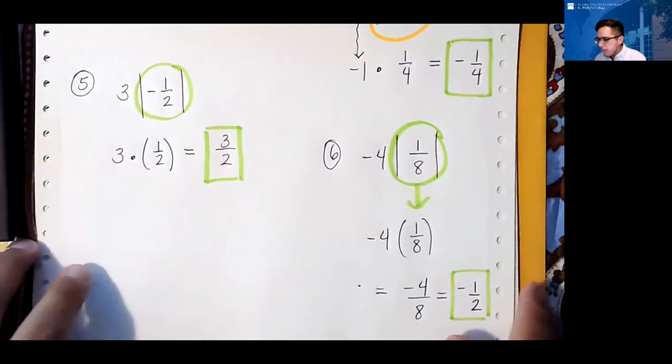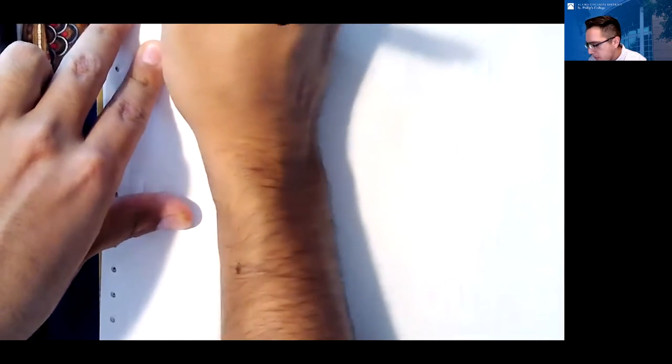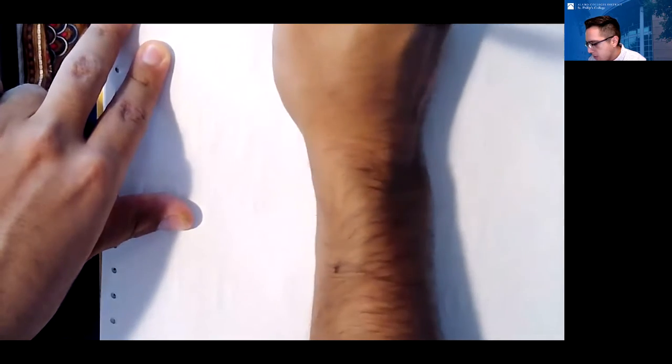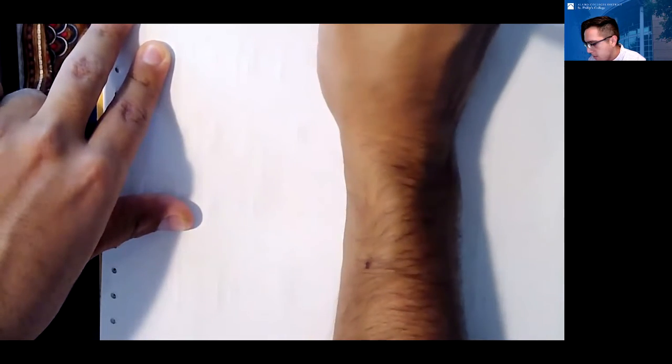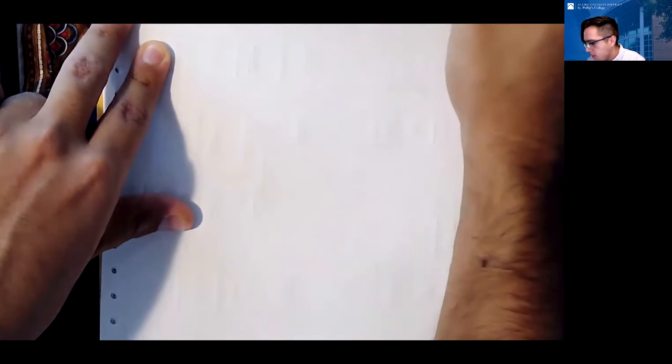Cool. Okay, so we're moving on. I've talked about expressions with variables a few times already. I'm going to just reiterate what a variable is. So a variable is a placeholder for an unknown value.